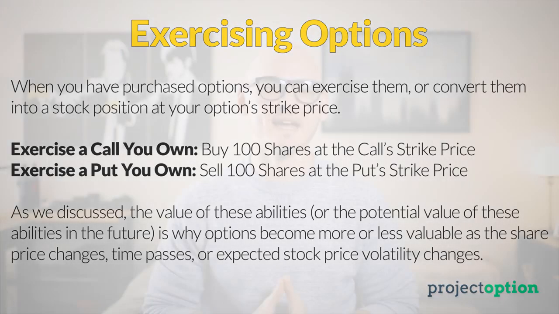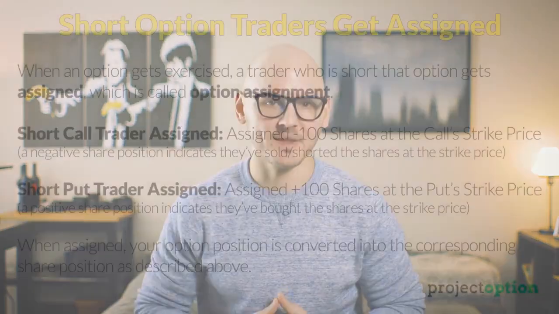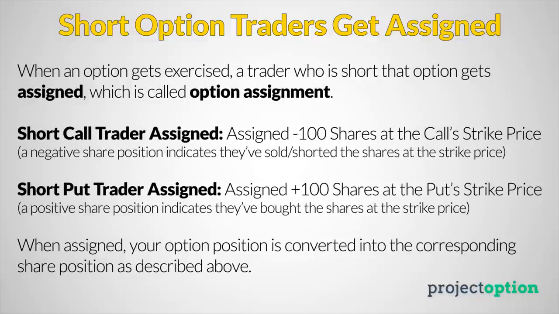But there is a balancing act to every single trade that happens, and if I buy 100 shares of stock by exercising my call option, somebody who is short that same option is selected at random through a complex process, and that person will get assigned. And what will they get assigned? They will get assigned or obligated to fulfill the opposing share position that I just took.